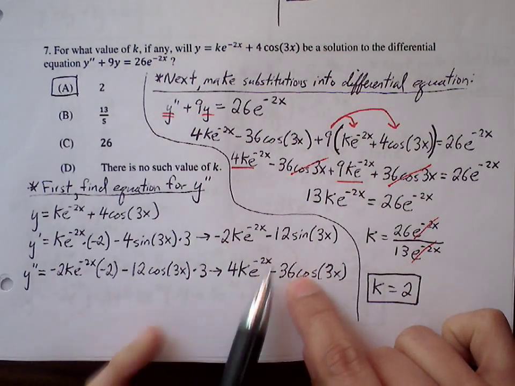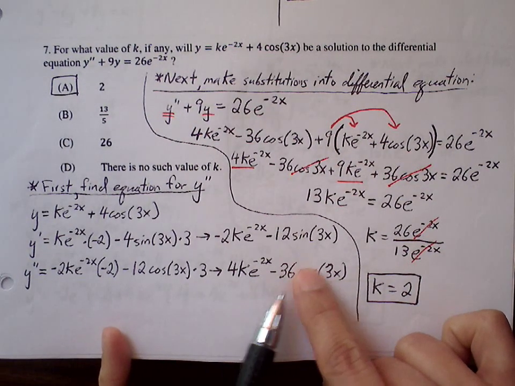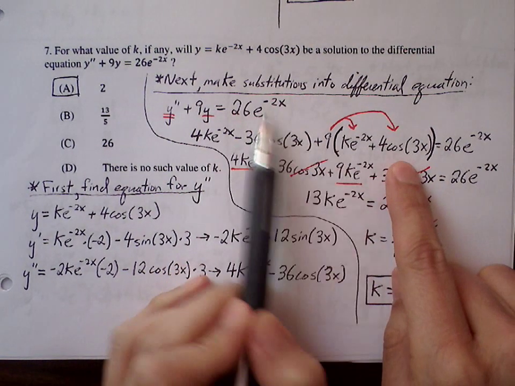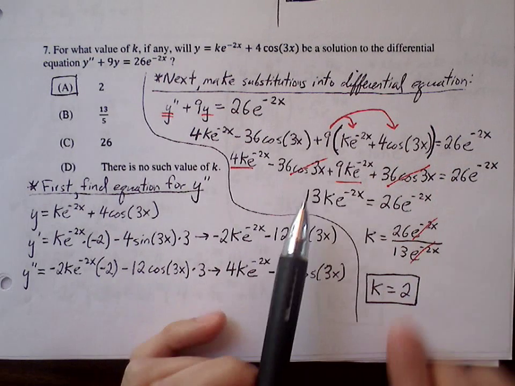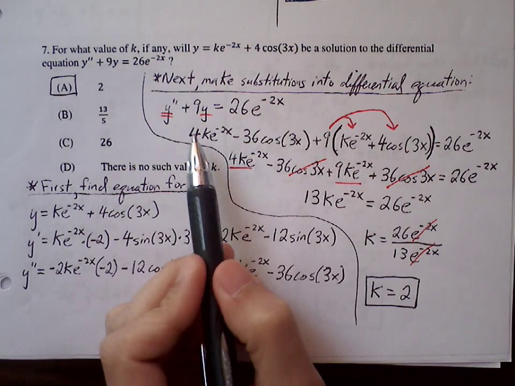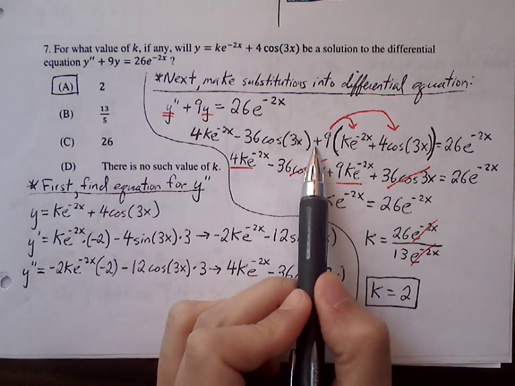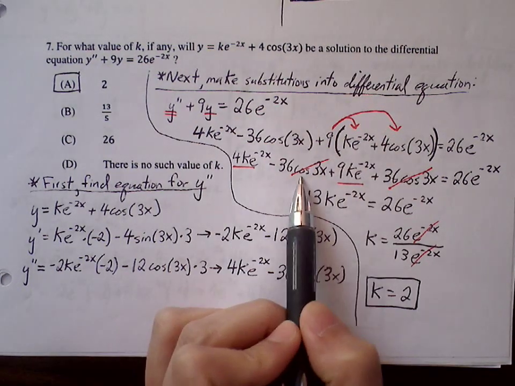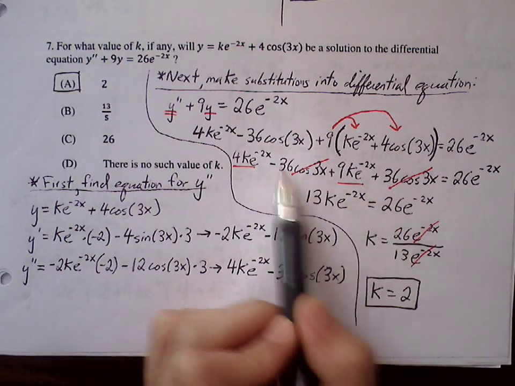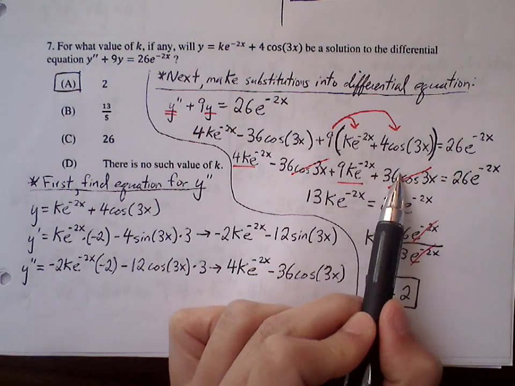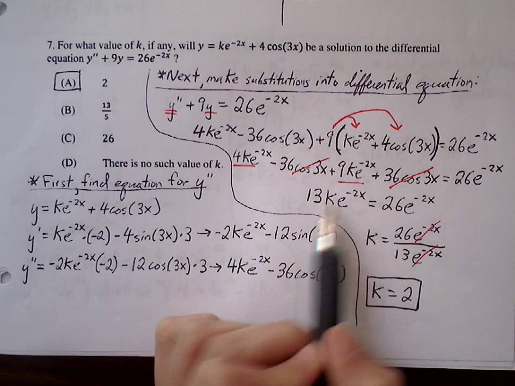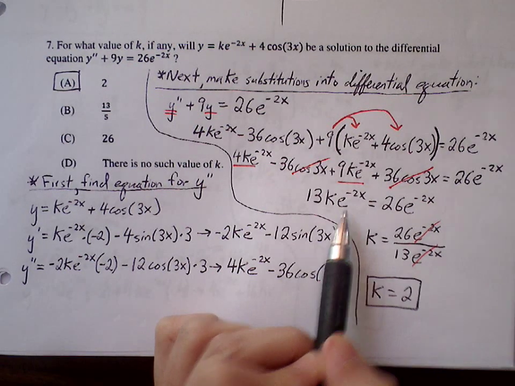So now let's make our substitutions. Replace y double prime with what we found here. Replace y with our original equation. And the right side will stay as 26e to the negative 2x. Let's distribute the 9 through. And let's see what like terms we have. The cosines conveniently cancel out. Combine these like terms. 4k plus 9k is 13k e to the negative 2x.